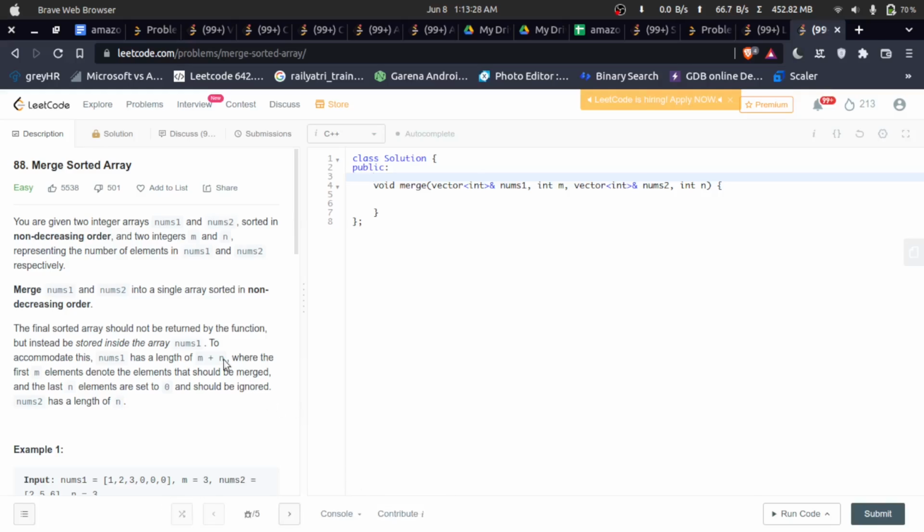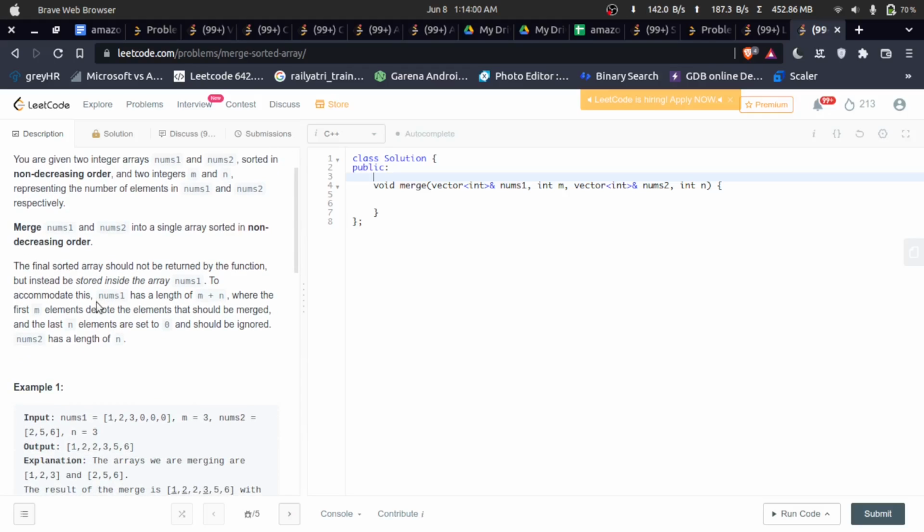Hello, my name is Kaushik and today I'm trying to solve the June LeetCode challenge problem, which is Merge Sorted Array. Two integer arrays, nums1 and nums2, are given, sorted in non-decreasing order, and there are also two integers, m and n, where m is nums1's size and n is nums2's size, and I have to merge both arrays.